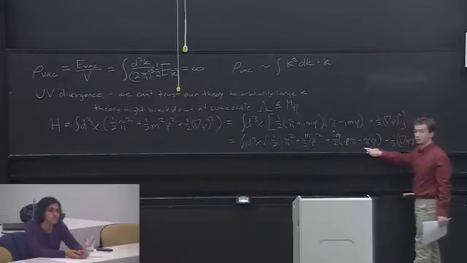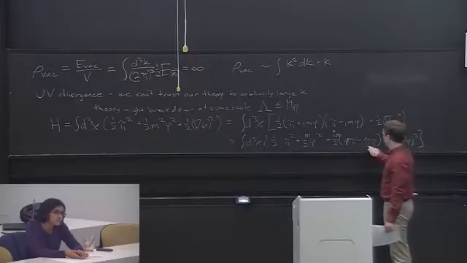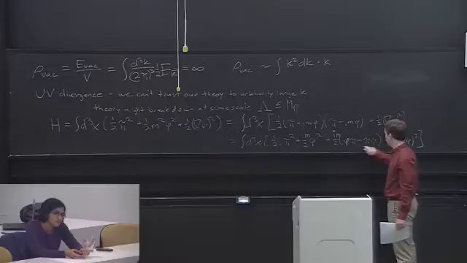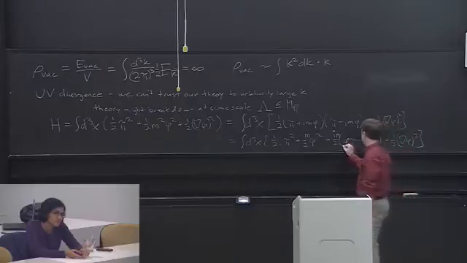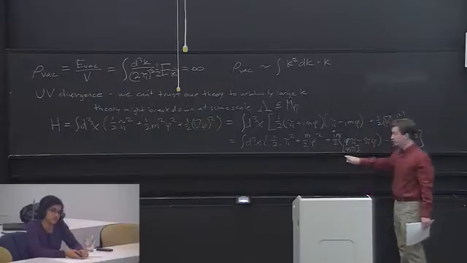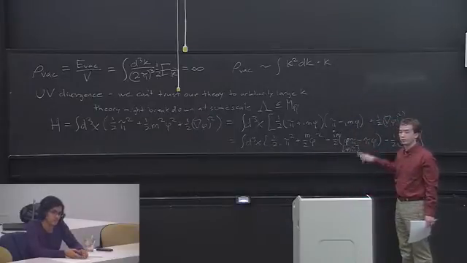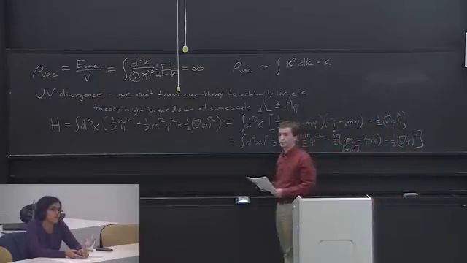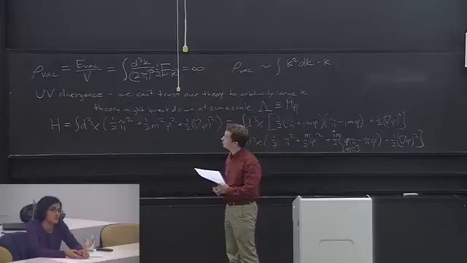This term here is 0 classically. If we promote these to operators, this is just the commutator, pi, phi. So this is not 0. So you get i delta x minus y.